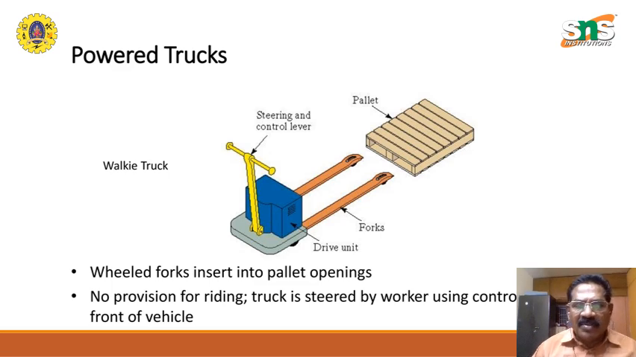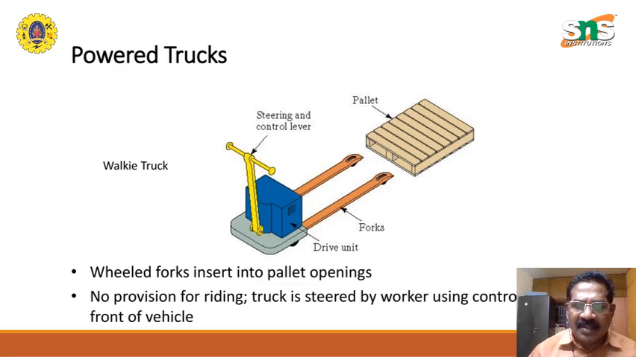You have powered trucks, where the same lifting can be done by using a drive unit. Wheeled forks insert into the pallet. You see these two extensions there. They go into the pallet and it carries the pallet as it is. There's no provision for riding. The user cannot sit on the truck and drive. That is a different one. The next version comes with this one.